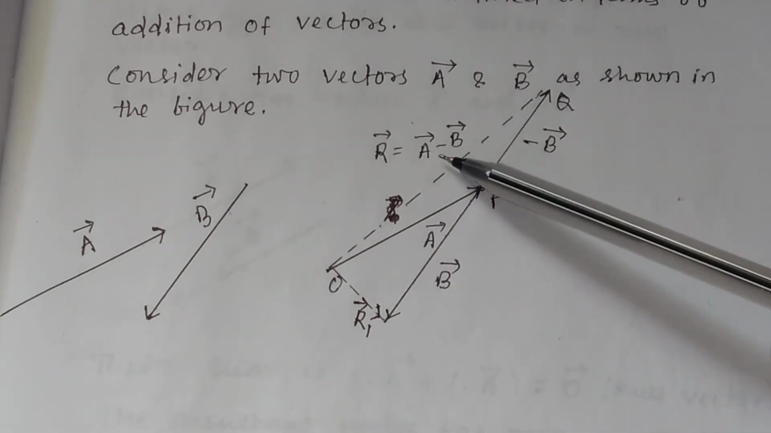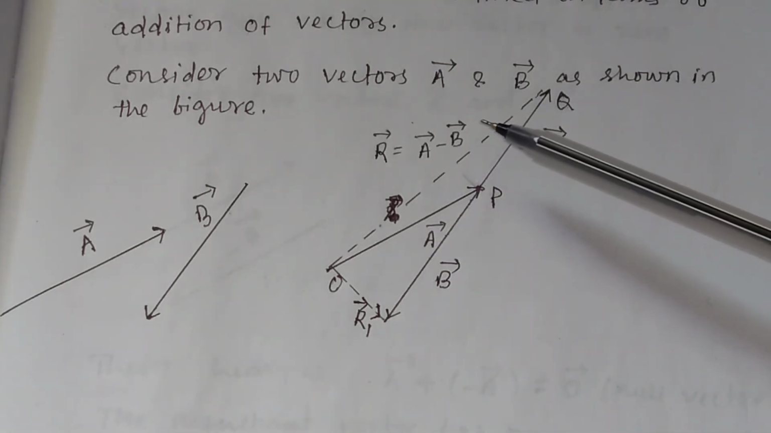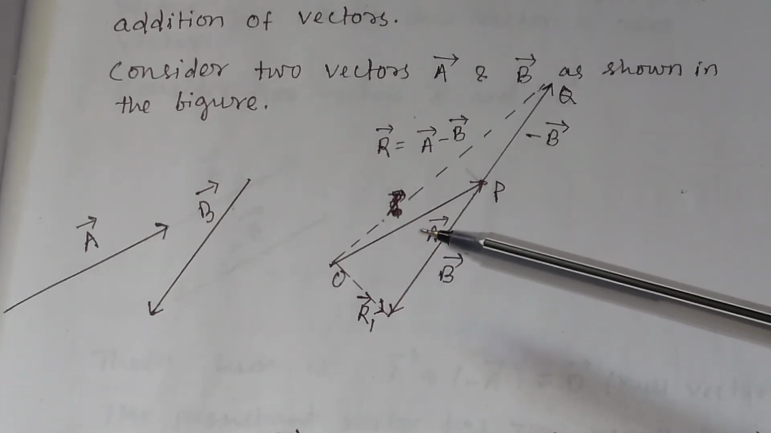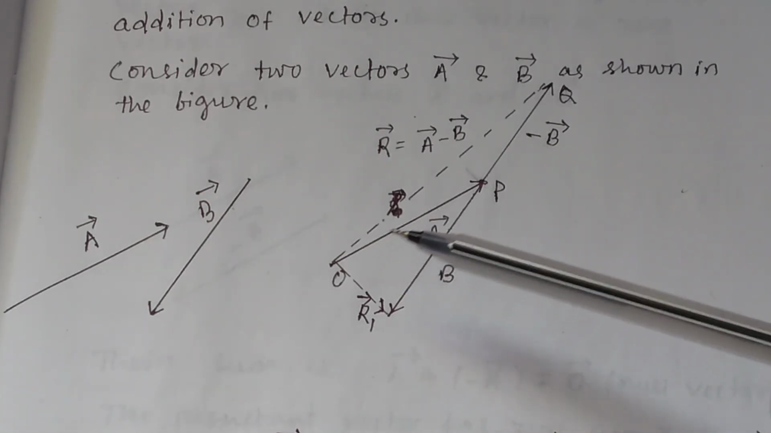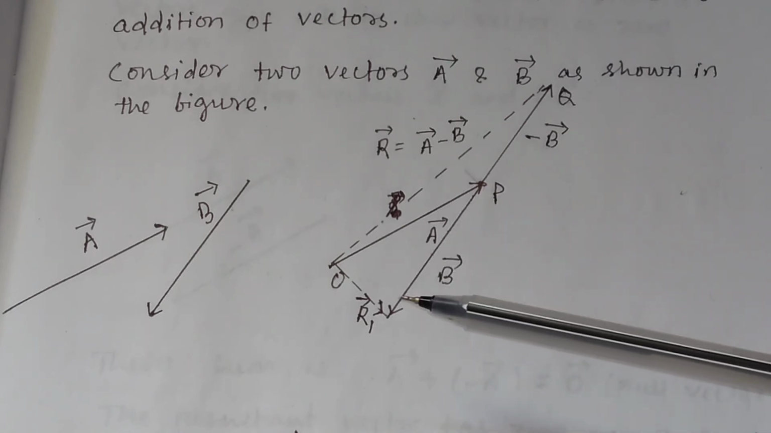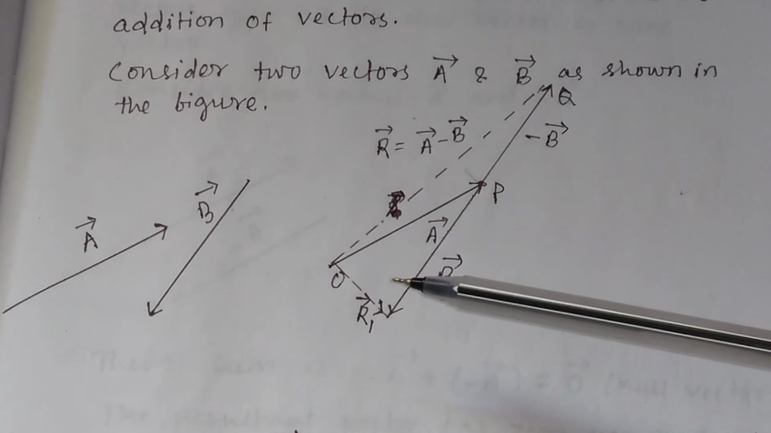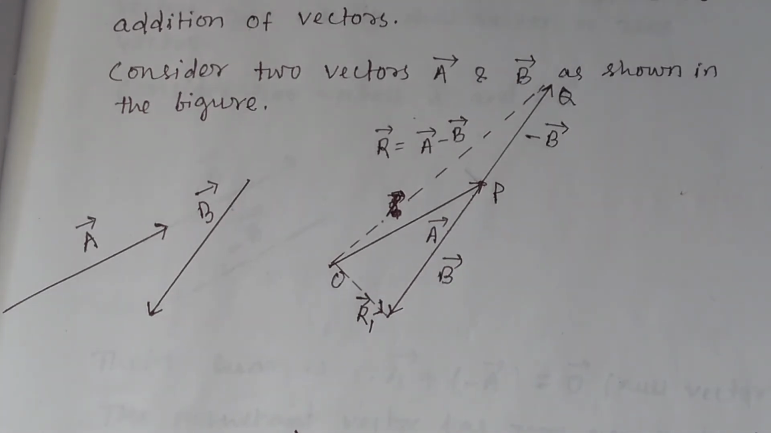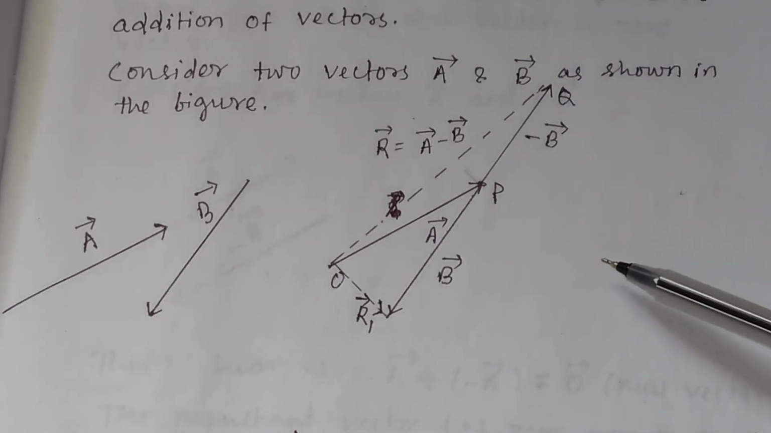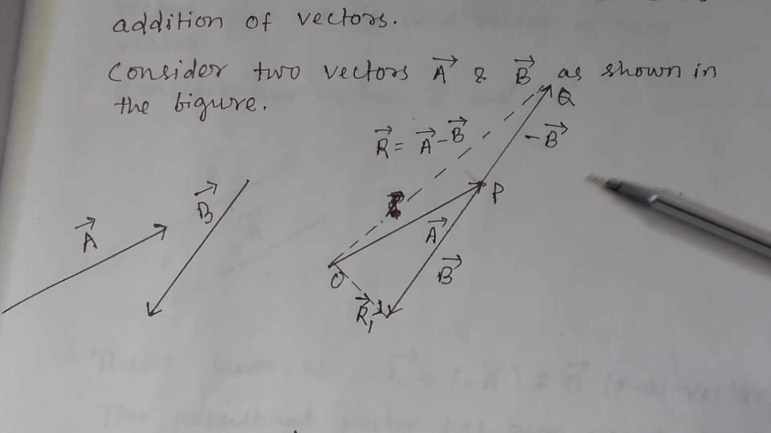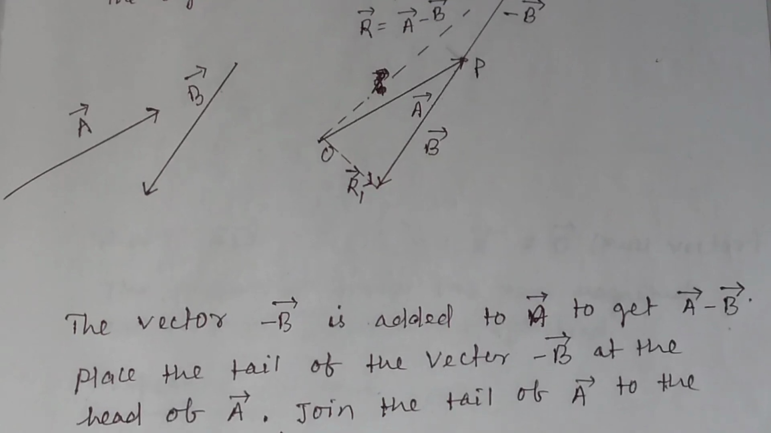So R vector will be equal to A minus B, and if you want to calculate the addition of the vectors, suppose A plus B, then this vector is A and this vector is B, and this resultant R1 will be equal to A plus B. So in this way you can subtract two vectors by using the vector addition rule. So subtraction can be defined in terms of vector addition.